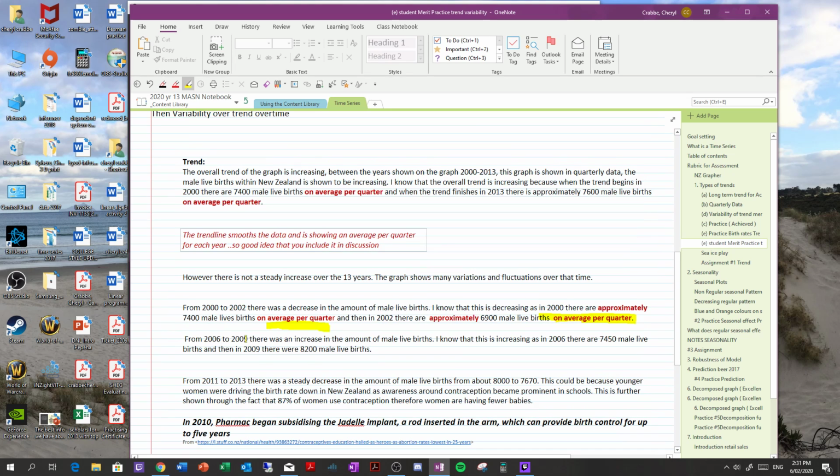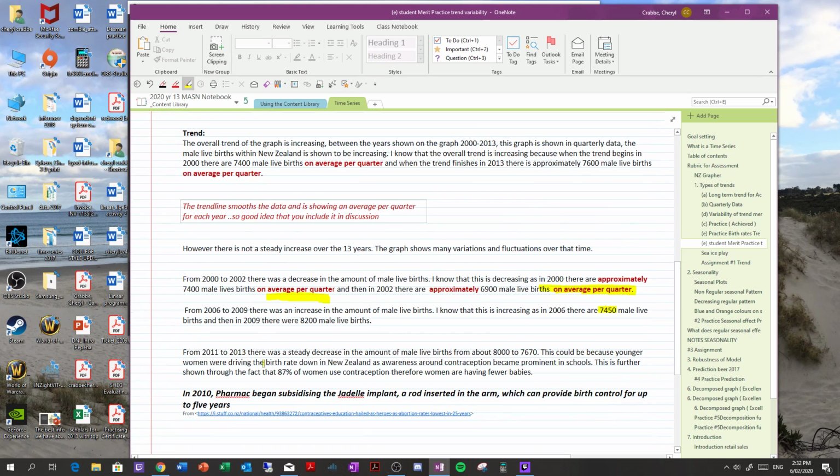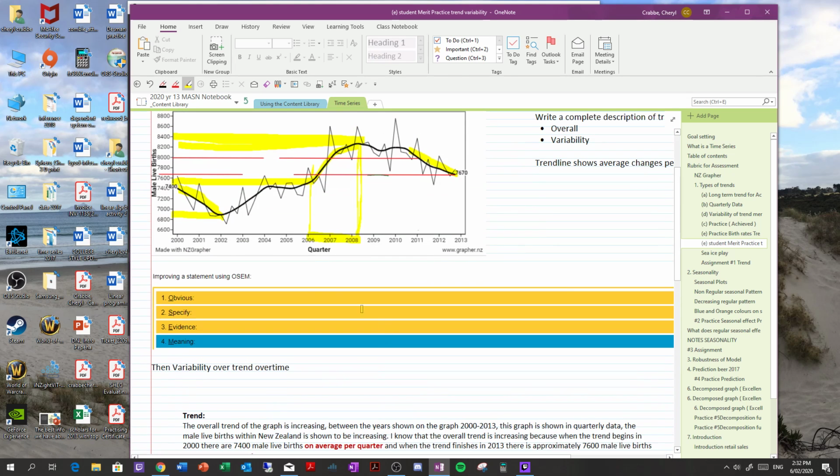like 2008, there was an increase in the amount of live births. I know that this is increasing, as in 2006 there are about 7,450 male live births, and then in 2009, don't use raw data, just estimate it, so maybe 7,400 or whatever births, and in 2008, approximately 8,200 male live births. So there's been this fairly steady increase.